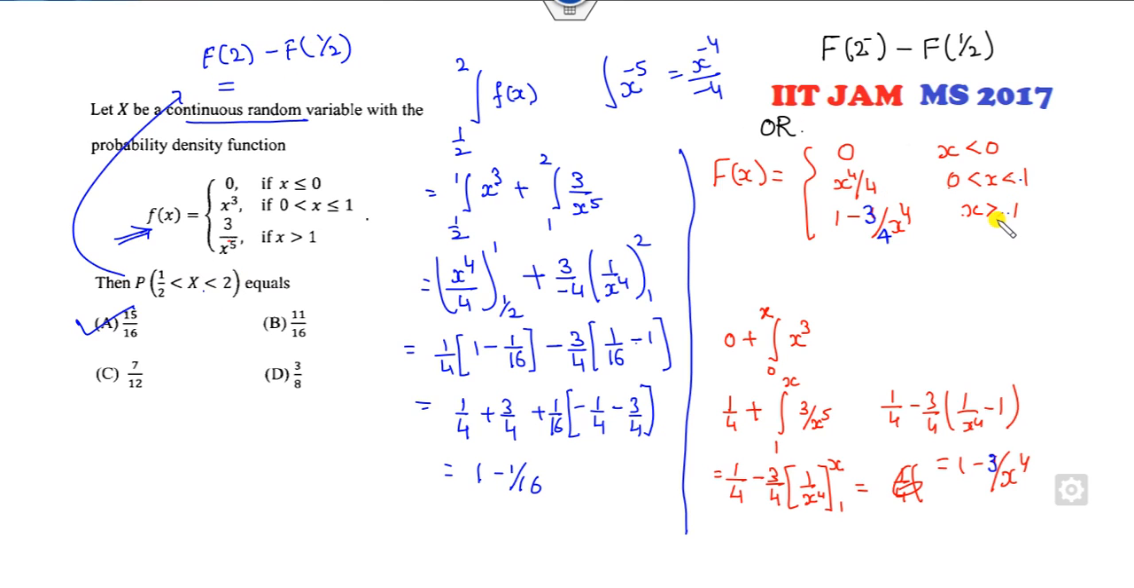What is f of 2? 2 lies here. So 1 minus 3 over 4, 2 raised to power 4, and half lies here. So 1 over 4 is outside, 1 over 2 raised to power 4. So I can take 1 over 4 into 2 raised to power 4 as common, 3 plus 1. So 4 is cancelled out, 1 over 16, 1 minus 1 over 16 is again 15 by 16. So it's your choice whether you use the PDF or the CDF. This is the way you can solve all these CDF related questions.